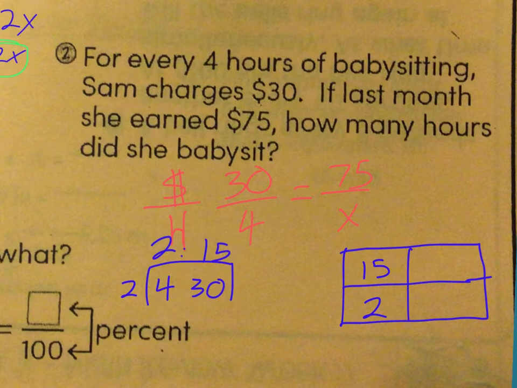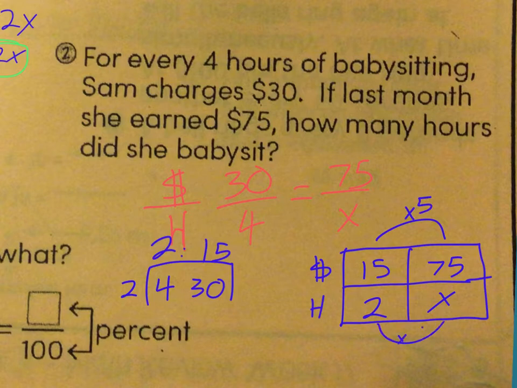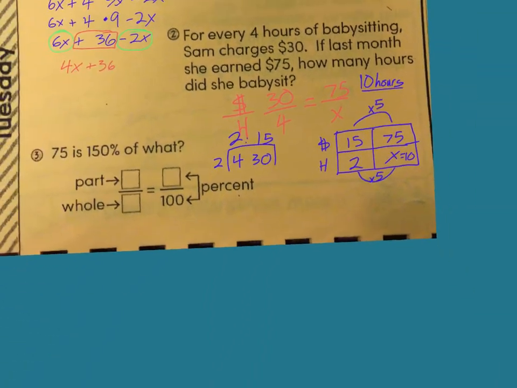Okay? So again, money, hours. It gives me how many hours for 75. Okay, how did 15 turn into 75? Well, you can use your calculator if you want to. I do 75 divided by 15, and I get 5. This is a times by 5. So if I take 2 and times it by 5, I get 10. So this answer would be 10 hours. Okay? So that's the stuff that we actually worked on yesterday.